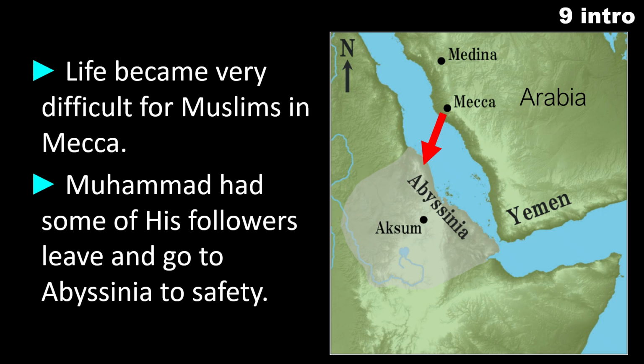Life became very difficult for Muslims in Mecca. The merchant tribes became violent towards them. Muhammad had some of his followers leave and go to Abyssinia to safety.